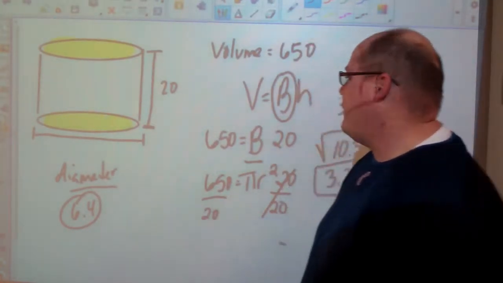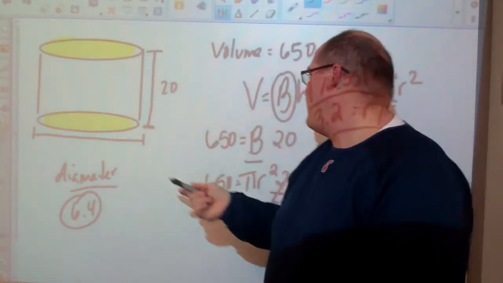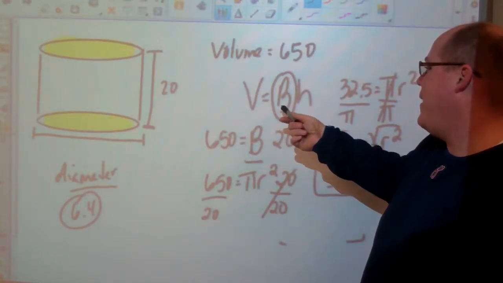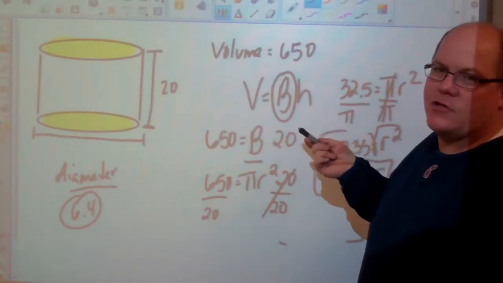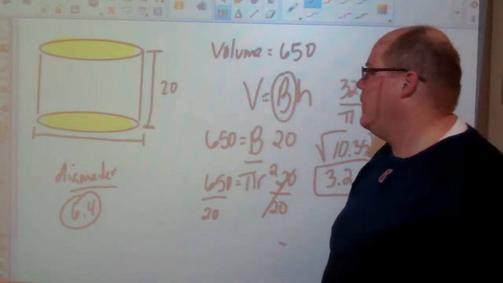Real simple. If they give us the diameter and they want us to find the height, same thing, right? I'd put in volume equals pi, whatever the radius was, 5 squared times h. Square 5, 25, divide to find h. Right?